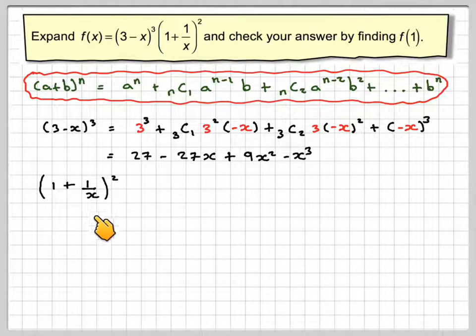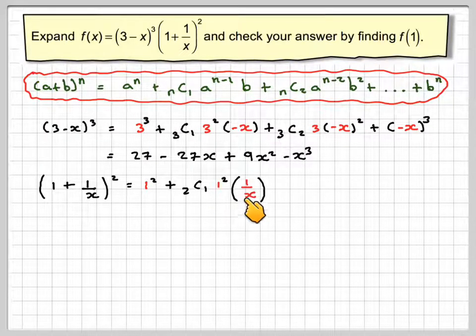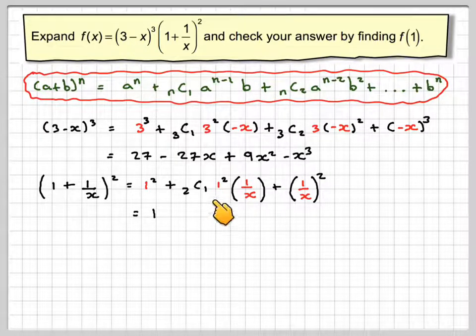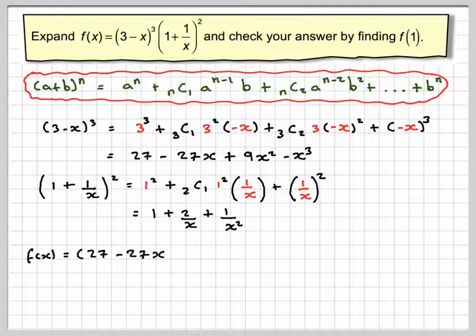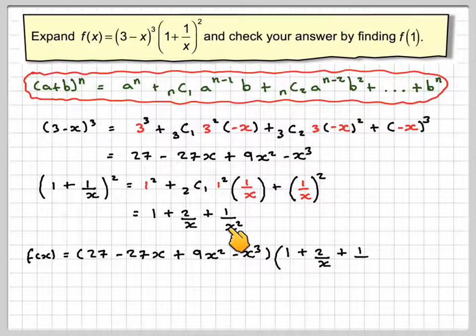(1 + 1/x) squared is going to be 1 squared plus 2C1 times 1 times 1/x plus (1/x) squared. So it's going to give me 1 plus 2 times 1, so 2 over x, plus 1 over x squared. We have to do the product of the two, so it's going to be that expansion times that expansion.